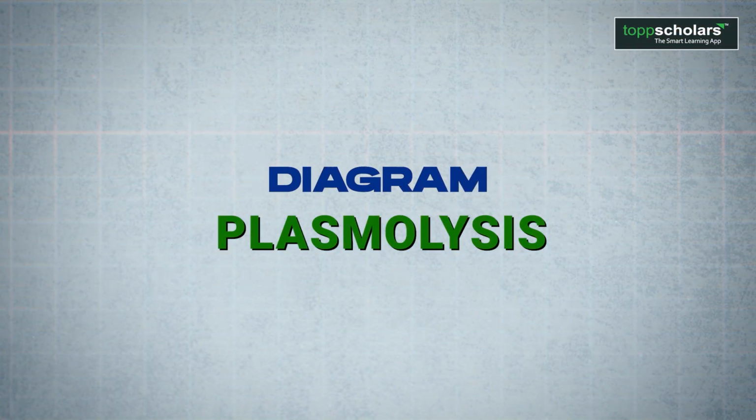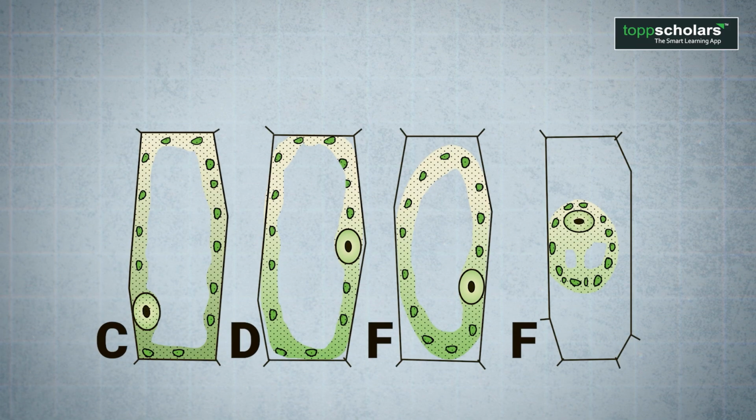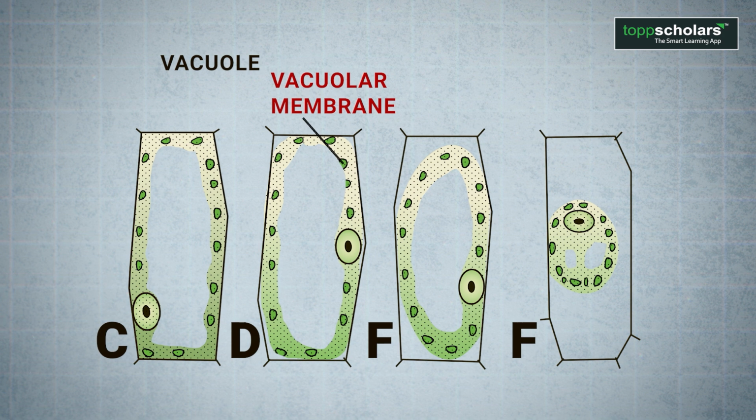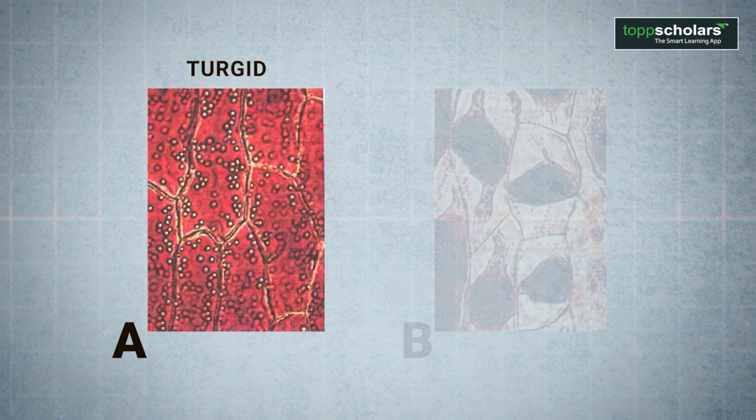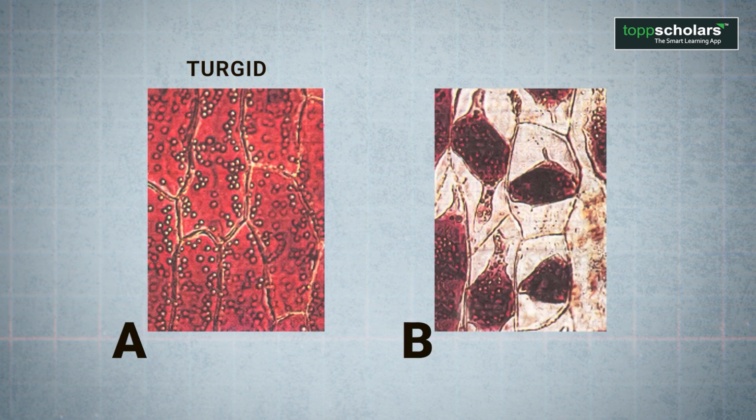Next diagram is plasmolysis with the help of diagram. In these diagrams you can see vacuole, vacuole membrane, cell wall, plasma membrane too. As shown in figure A, in normal water, cell remains turgid, and in figure B, when kept in salt solution, it shows shrinkage and eventually plasmolysis.